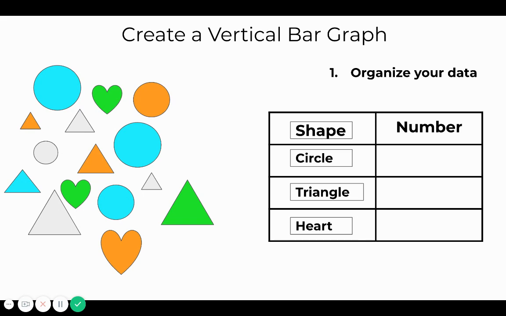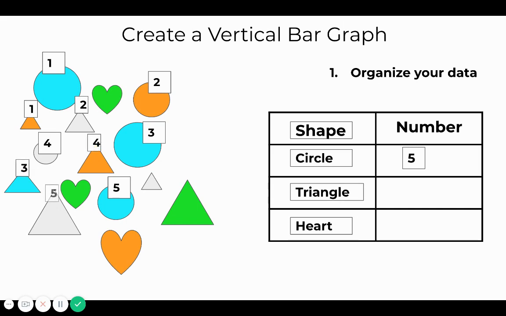So here we go. Let's start by counting the circles. 1, 2, 3, 4, 5. I have 5 circles. I fill it into my graph. Now I'm going to count my triangles. 1, 2, 3, 4, 5, 6, 7. I have 7 triangles. I fill them into my graph. Now I count my hearts. 1, 2, 3, and I'll fill that in too. When I look back at all of the shapes, I can see that every shape has been counted because I have put a number on every single shape. So that was helpful to help keep me organized.